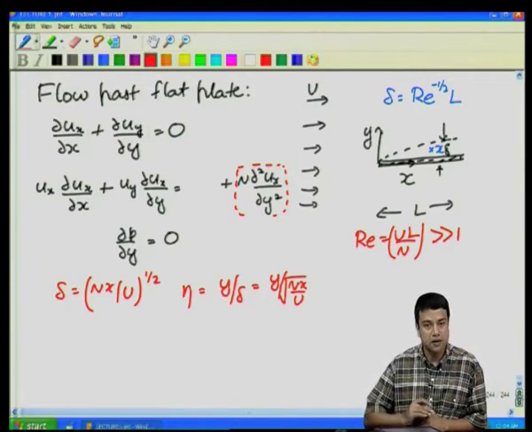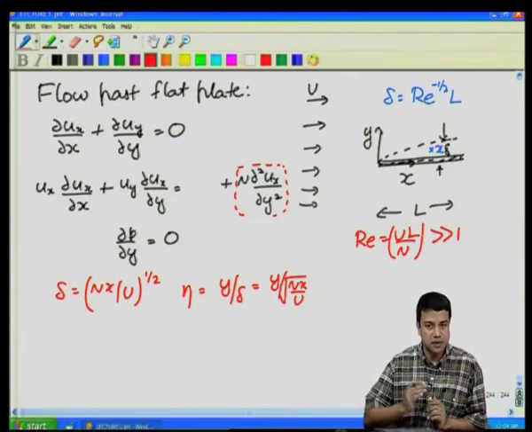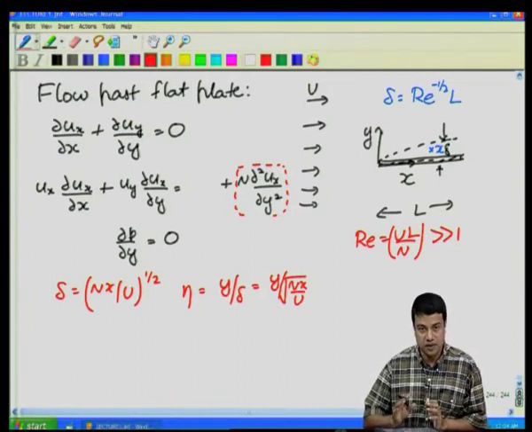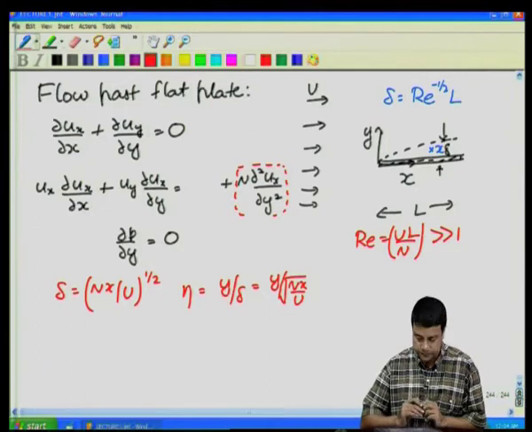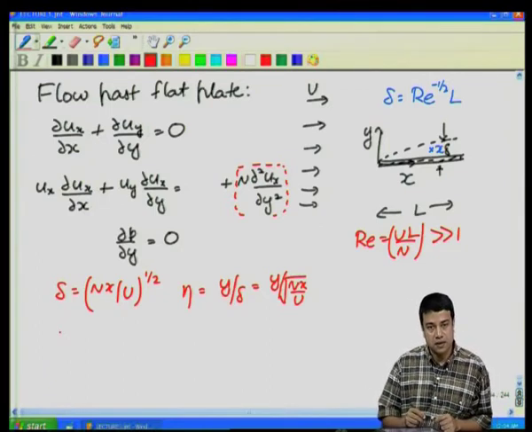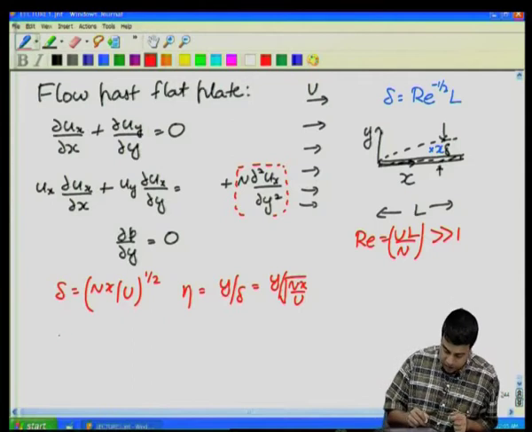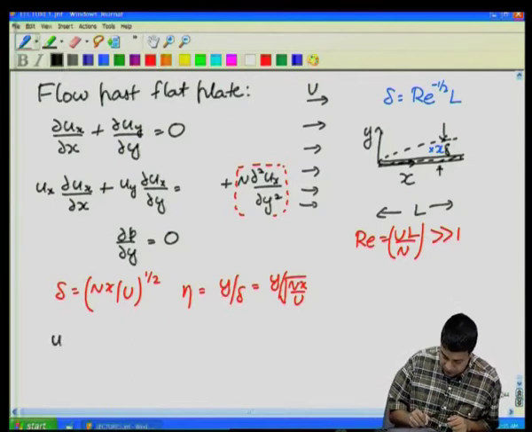So, I defined this similarity variable. This basically reduces my partial differential equation into an ordinary differential equation, because both x and y are contained in eta. My original equation was in terms of both x and y, whereas here both x and y are contained in eta. Then we showed that since the mass conservation equation for a two-dimensional flow has to be obeyed, you can write down the velocity in terms of the stream function.